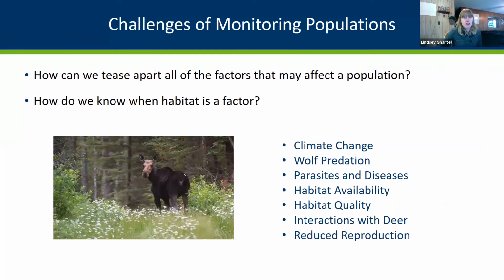So how can we tease apart all of the factors that may affect a population? And how do we know when habitat is a factor? Research and monitoring are both needed.